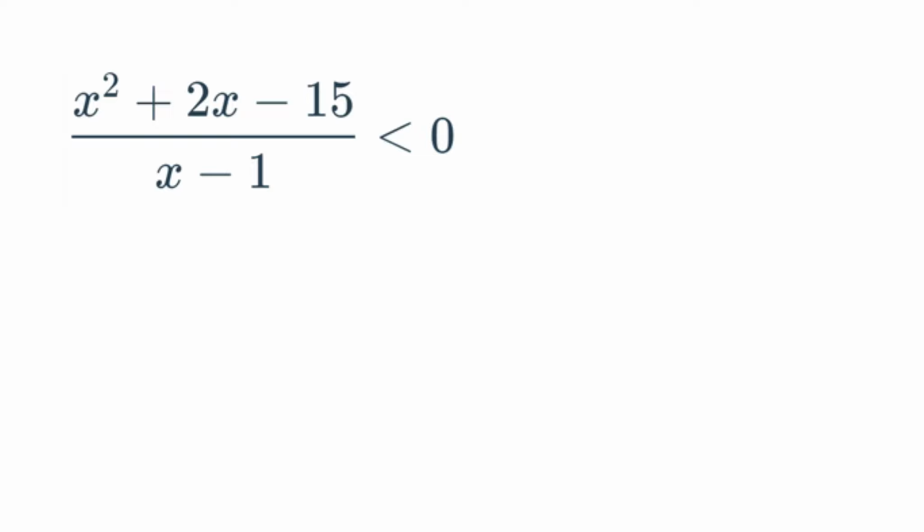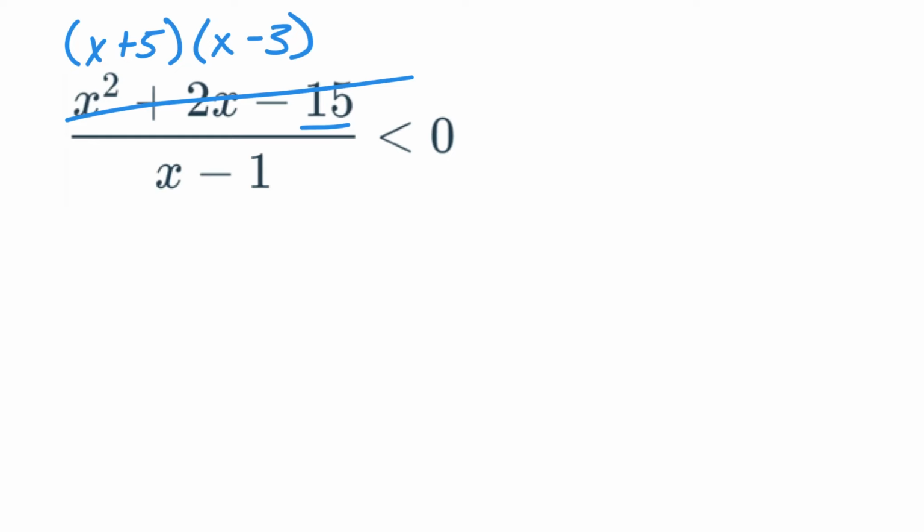First thing we need to do is factor this numerator, because we've got to find out where this thing is actually equal to 0. So we factor our numerator, and we get x, factors of 15 that can become 2, 5, and 3. So it would be x plus 5 and x minus 3.